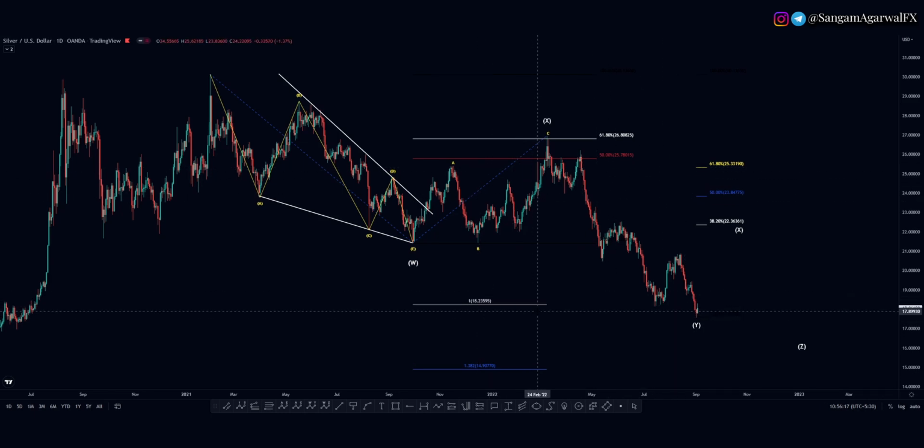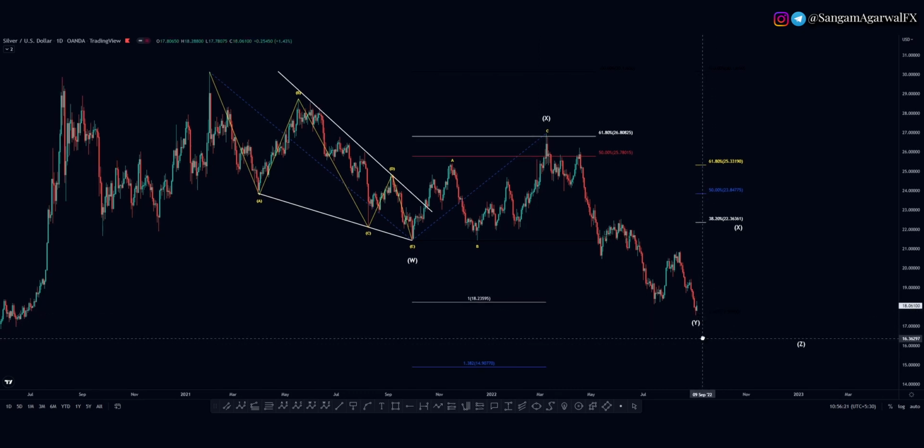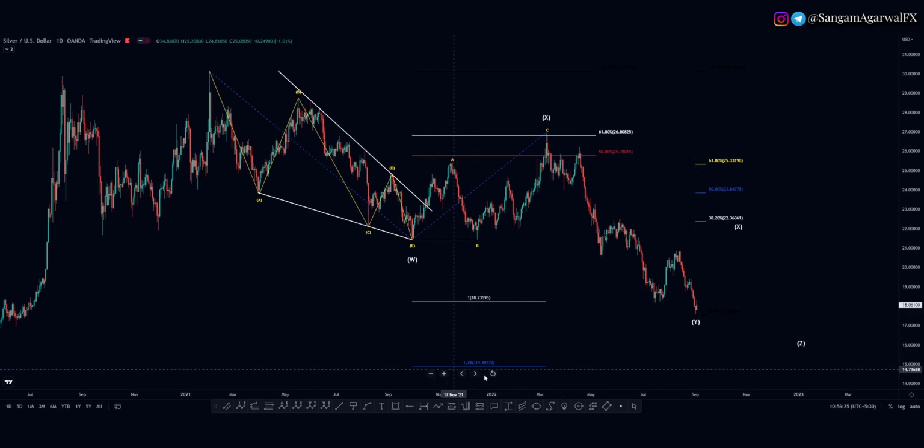Since this 100% projection level has been broken, and if this bearish trend does not stop, then the next target will be the 38% projection at the $14 level.